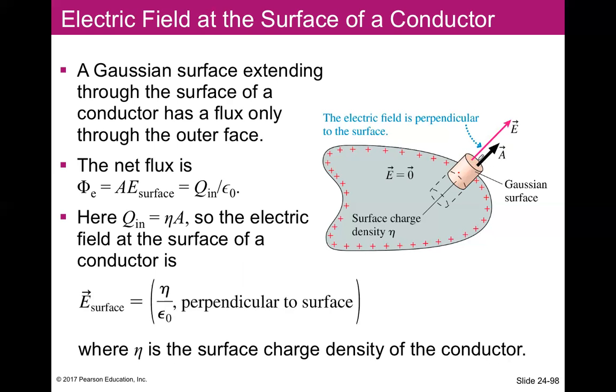Now let's talk about the flux on the two ends of the cylinder. So first of all, here on the outer end, the flux should be the area A times E. And then the inside flux, what's the flux of the inside end surface?